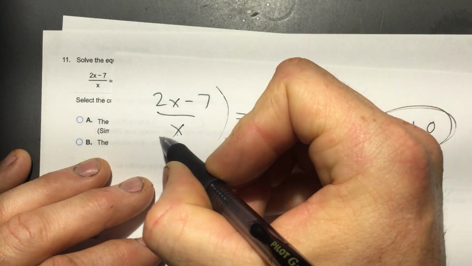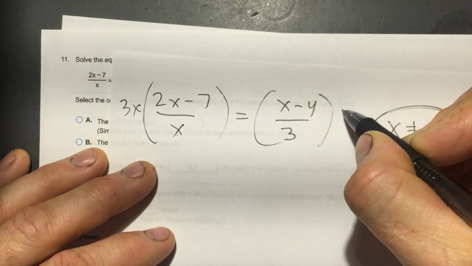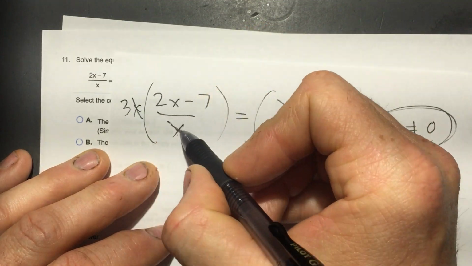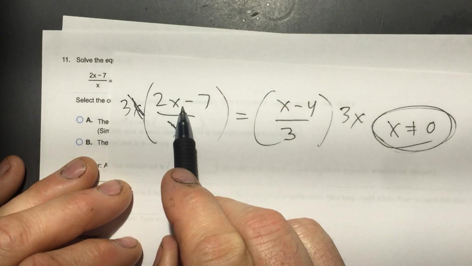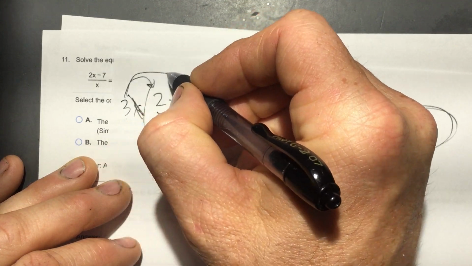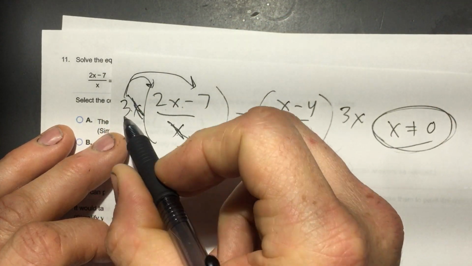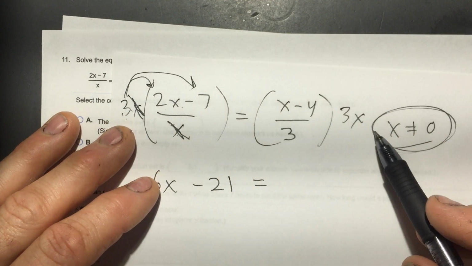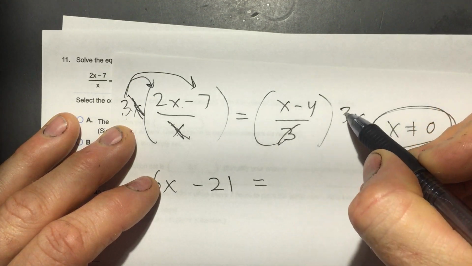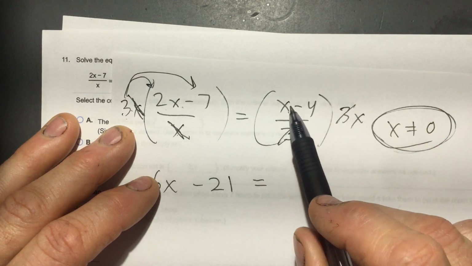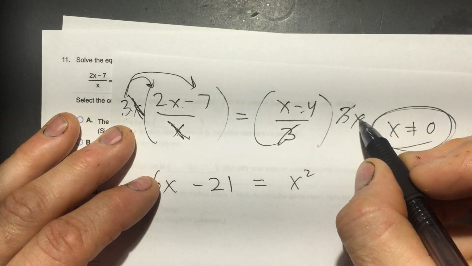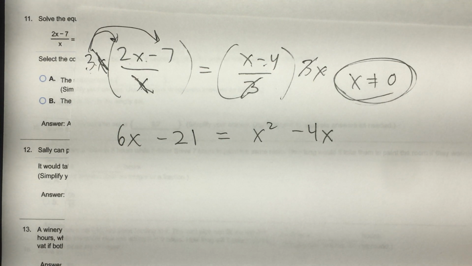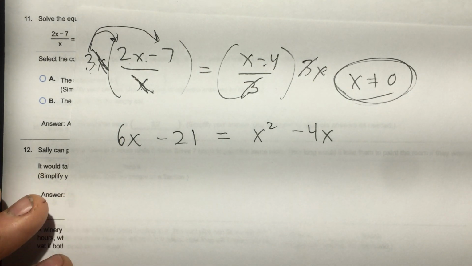I'm going to multiply both sides by 3x. When I multiply here, the x's cancel. So I have 3 times this, so I'm going to distribute. 3 times 2x is 6x. 3 times negative 7 is negative 21. Over here on this side, when I multiply, the 3's will cancel. So I have x minus 4 times x, which x times x would be x squared. Negative 4 times x is negative 4x. And there you go. We got an equation here with no denominators.